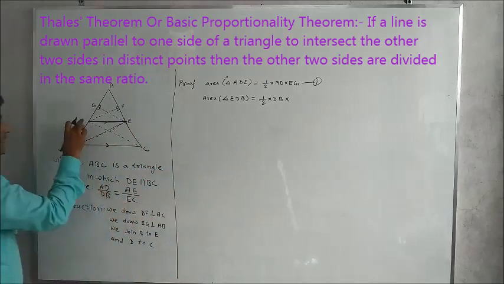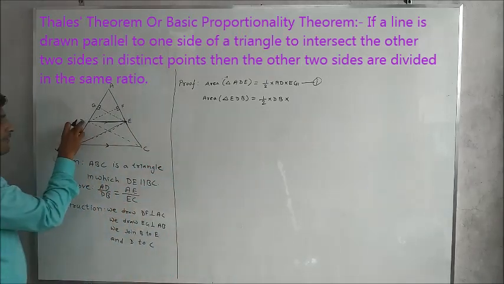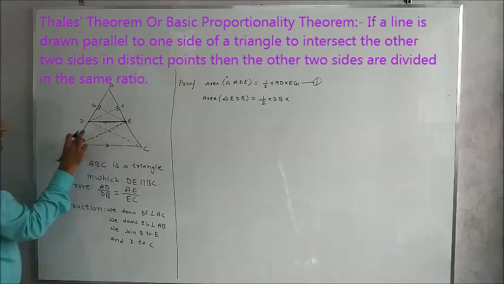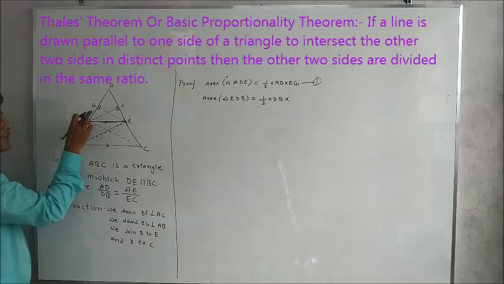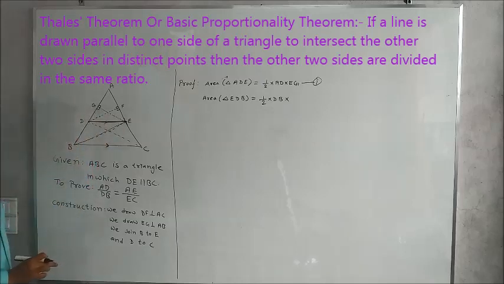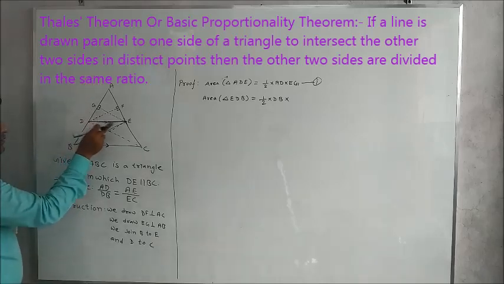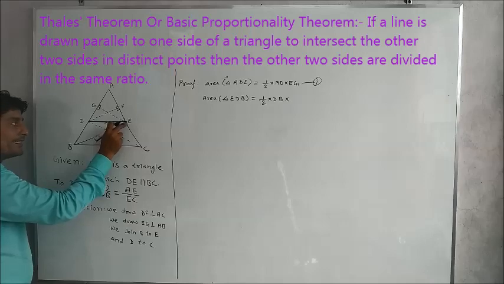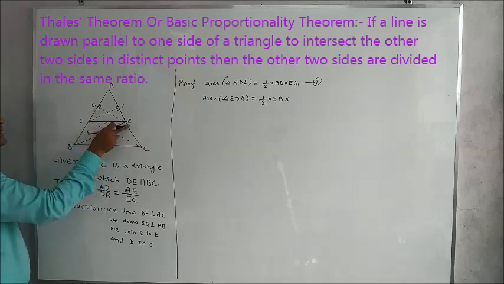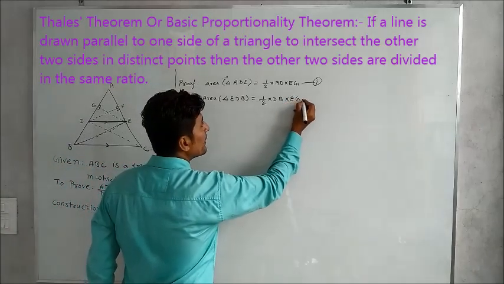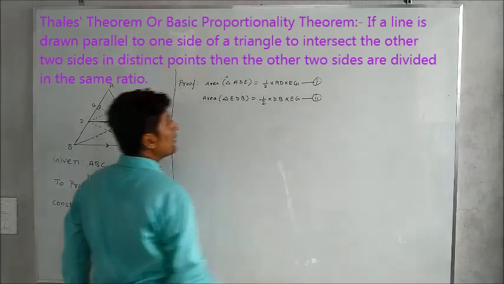So what is the corresponding height? If base is DB, then what is the perpendicular height to the vertex E? Here the height for this triangle will be EG. Why EG? Because base BD is extended till A and the perpendicular height from vertex E to the base BD is EG. That's why here we have to take EG. This can be equation number 2.